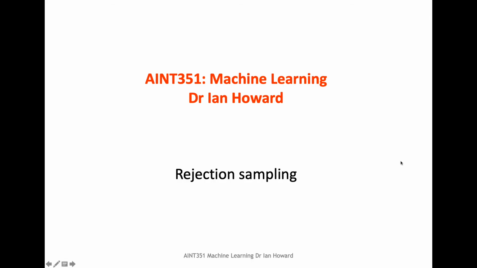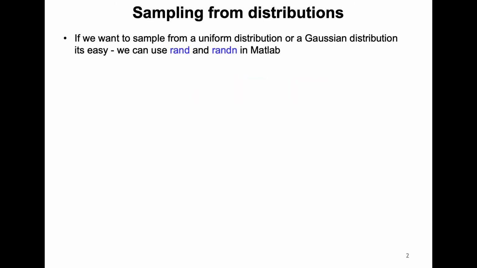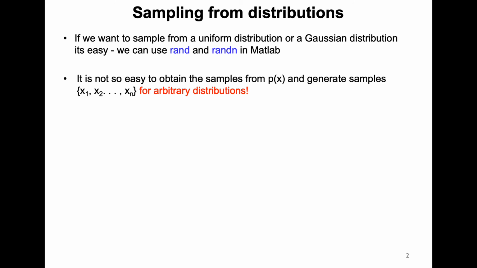So I'm now going to talk about a method for sampling from an arbitrary distribution using something called rejection sampling, which basically means we make samples but we throw some of them away, we reject them. As we know, it's easy to sample from a uniform distribution because we can use RAND, and we can easily sample from a Gaussian distribution because we can use RANDN, which are both MATLAB functions.